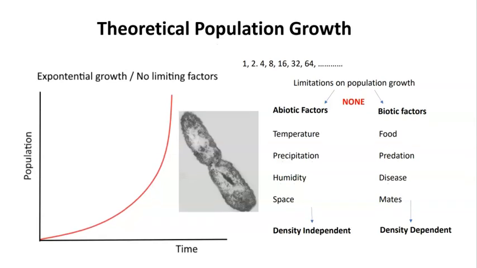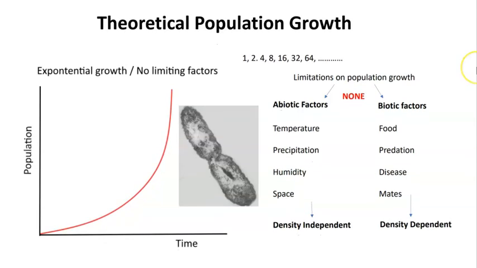So let's take a look at theoretical population growth. Ecologists, when studying a species, will always attempt to create models of the population growth based on their data and the factors which are affecting that growth over time. We're going to begin our look at those models by considering the concept of exponential growth, in which there are no limiting factors.